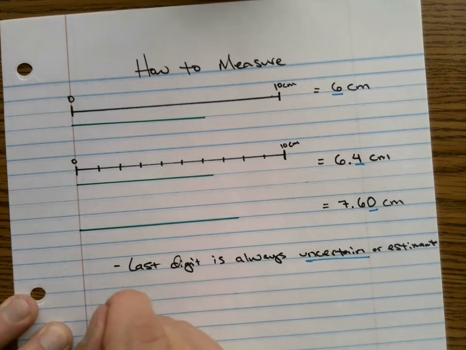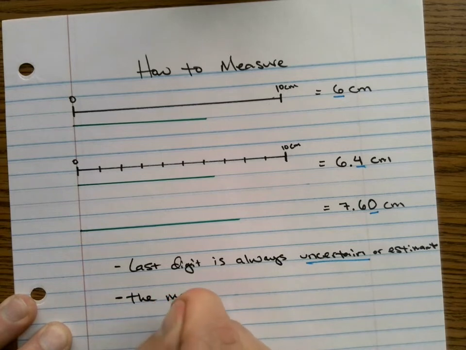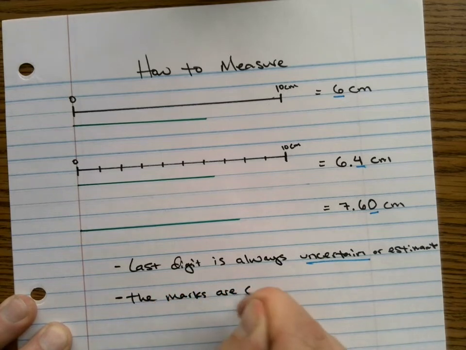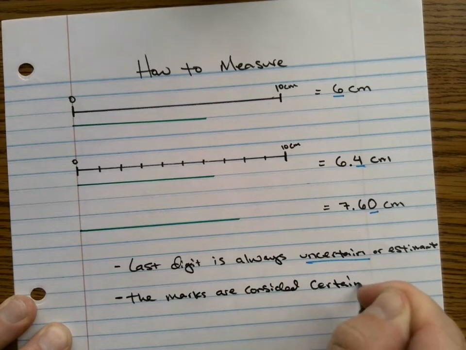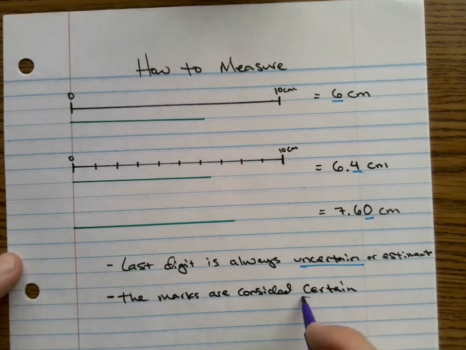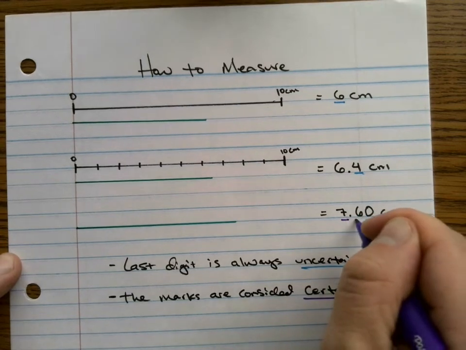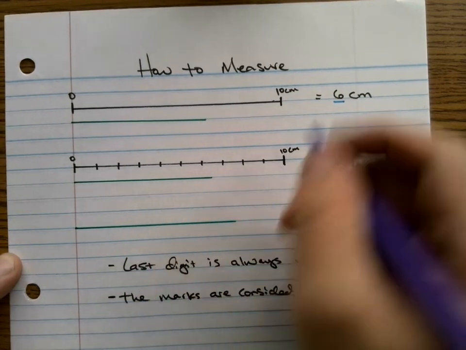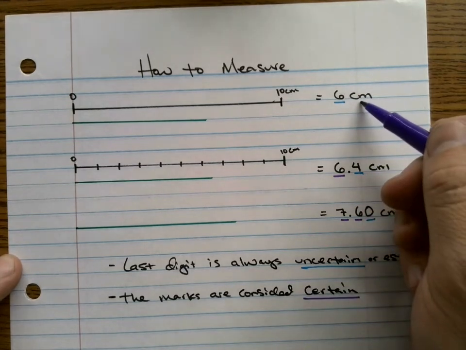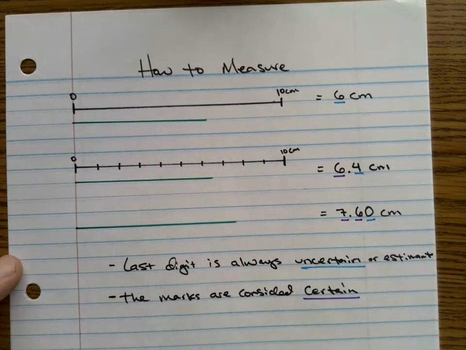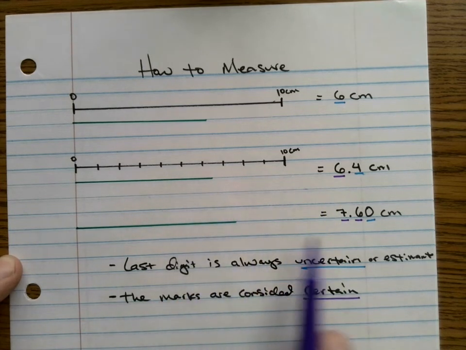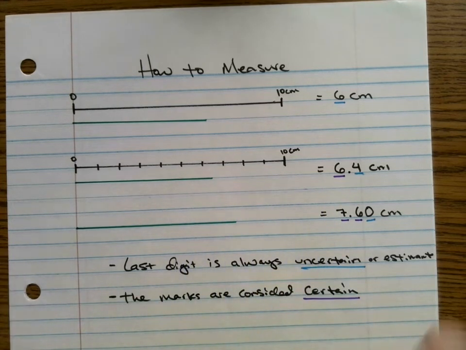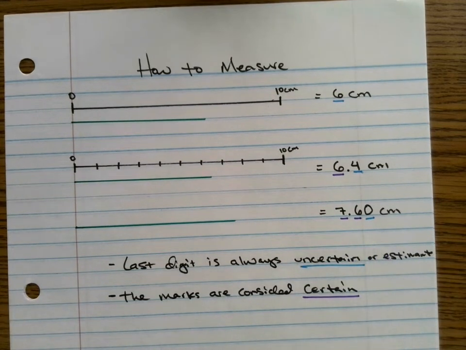And then we have the marks are considered certain. And I'm going to do those in purple. Okay, when they're certain, they're digits that we know because they are marked on our ruler. Okay, the first one doesn't have any certain digits. It's just 0 and 10. The next one, we have a scale of 1 to 10, so we can have one certain digit that can get us closer. And then now with our best tool, our best ruler, we can go all the way down into the hundredth place with uncertainty.